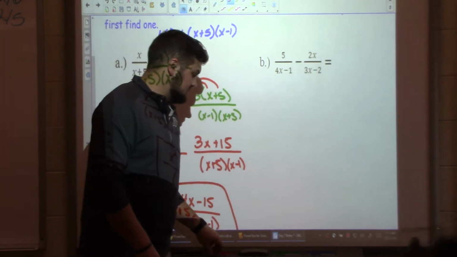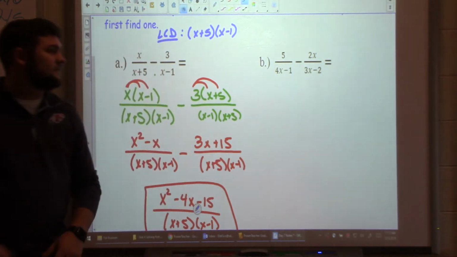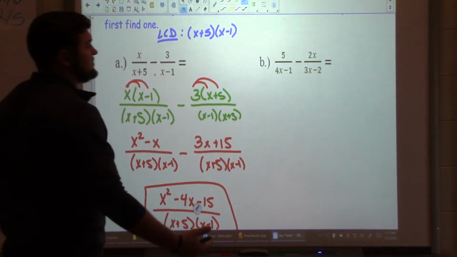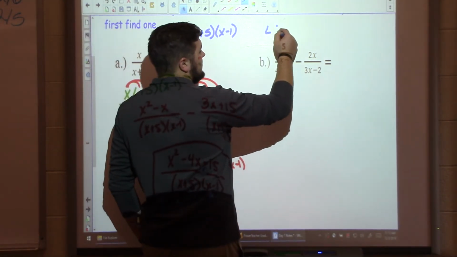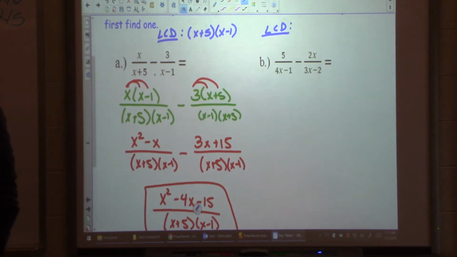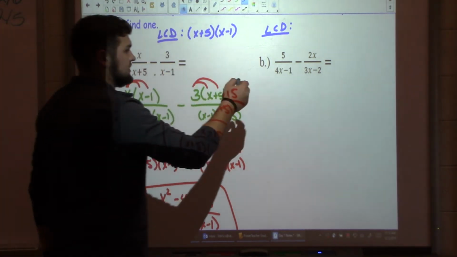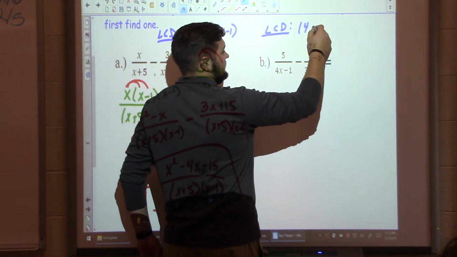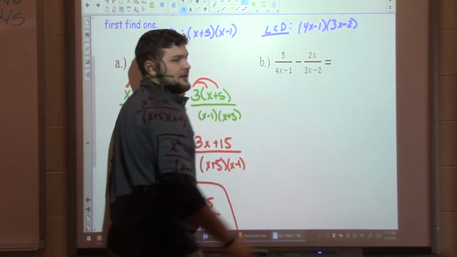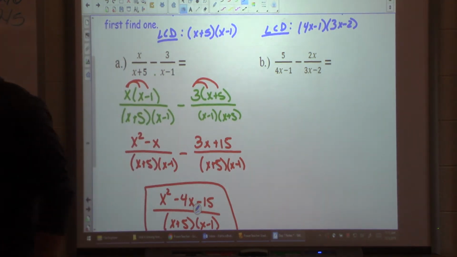Alright. Next one. 4x minus 1 is one denominator. 3x minus 2 is another denominator. What do you suppose my least common denominator is going to be in this problem? Do they have any terms that are the same? No, so I'm just going to multiply the two denominators by each other. 4x minus 1 times 3x minus 2. Right?